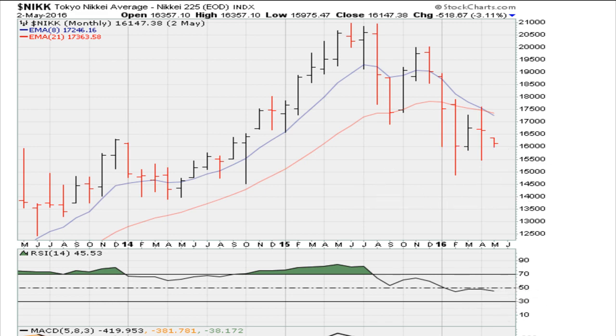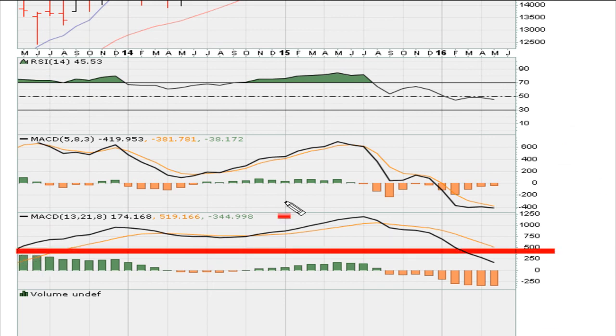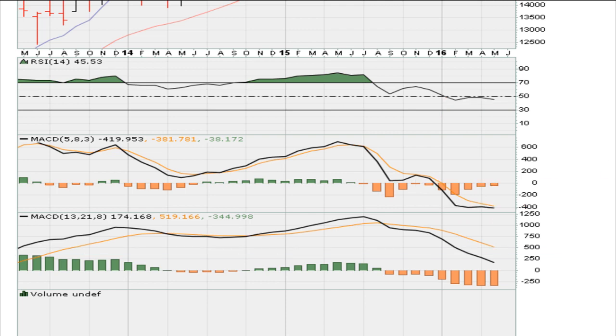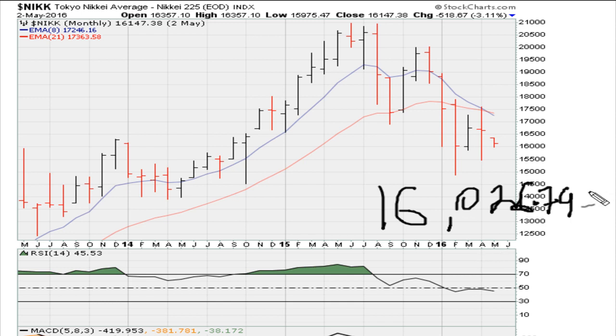And we can also see that the MACDs right now are trading at 3-year lows. So here we already see that the MACDs are bearish, and here RSI also looking like it could move to 3-year lows. The key is whether it can hold above 16,026.76. Any movement below this number would absolutely be bearish.